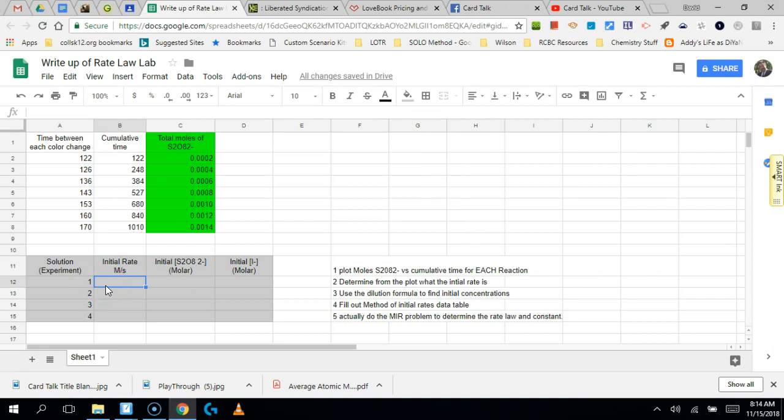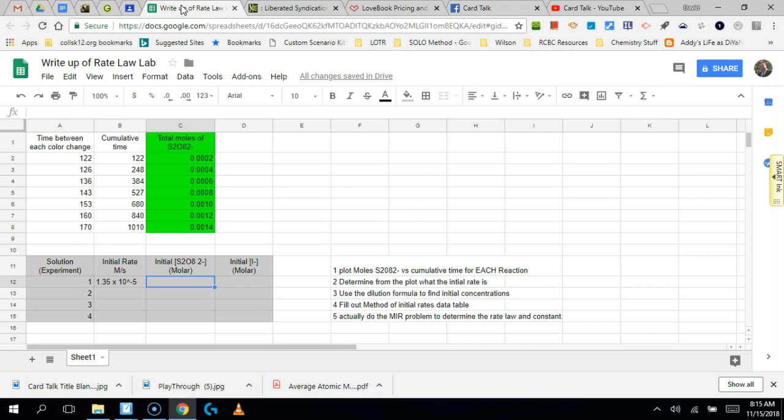And then that goes into here. You'll do that for each one of those. That's where we get steps 1 and 2. Okay, you're going to do that 4 times. Now we need to find the initial concentration of S2O8, the peroxysulfate ion, and the initial concentration of the iodide ion. And that's not too horrible.